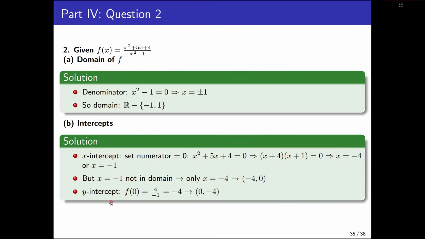And its y-intercept is whenever x equals 0, or simply f of 0. So f of 0 is equal to 4 over minus 1, which is minus 4. Therefore, 0, minus 4 will be the y-intercept of the given rational function.